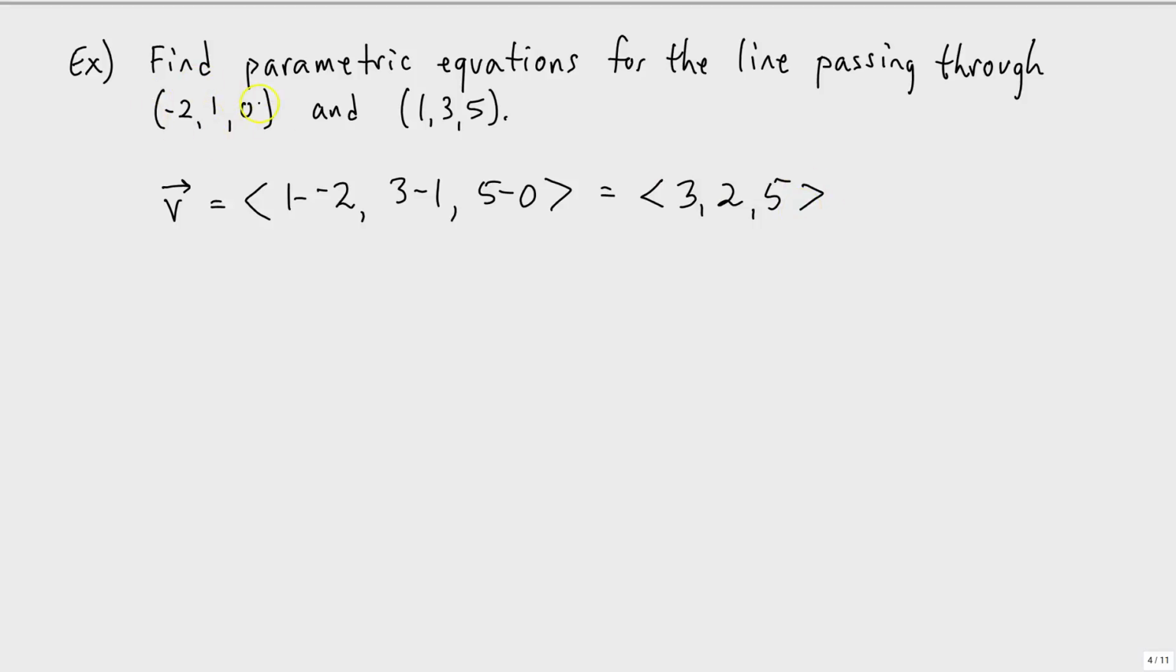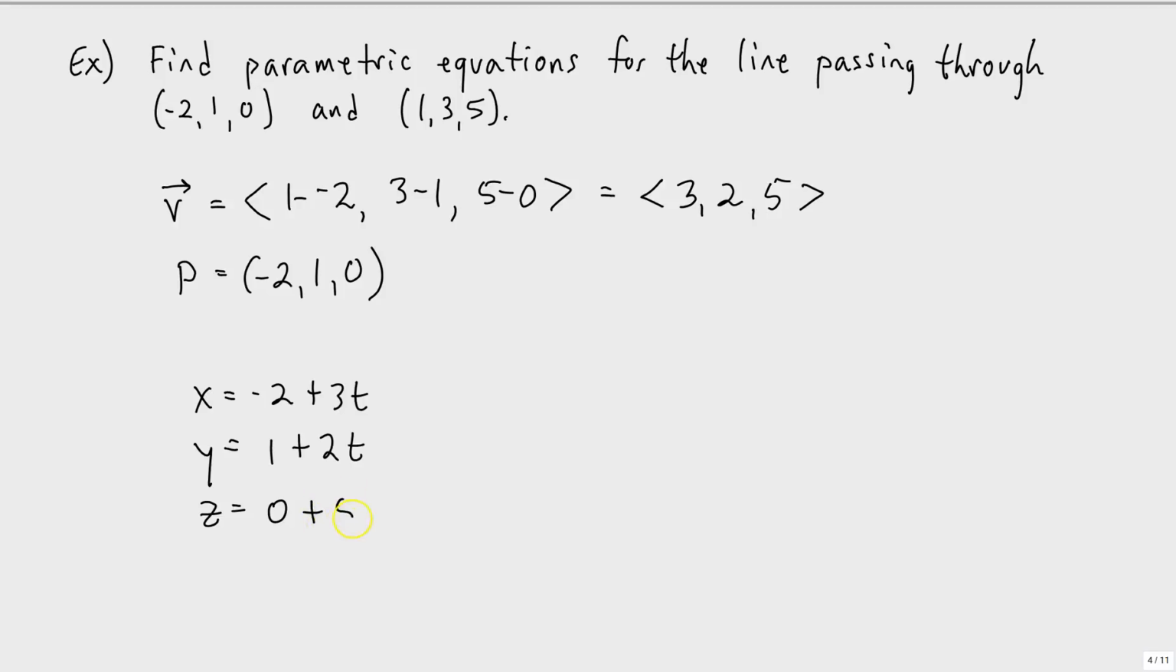And we can just grab this as point P. We can just have our point P be (-2, 1, 0). So our parametric equations would be, let's see, -2 plus 3t, 1 plus 2t, and 0 plus 5t. So now we can just pick any real number t, plug it in, and get as many points as we want on our line.